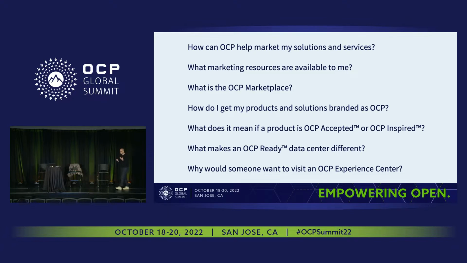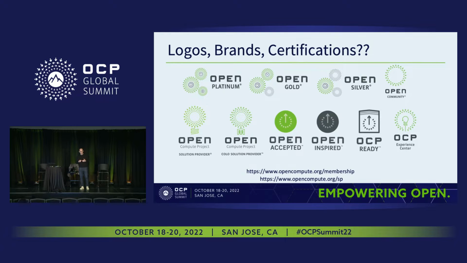But for those on the 30%, this is what to address and how to present your company as being affiliated with an open source organization. Logos, brands, certifications, it can get kind of confusing to people out there. The top row has to do with the membership level that you are within your company. Platinum, silver, gold, community level.